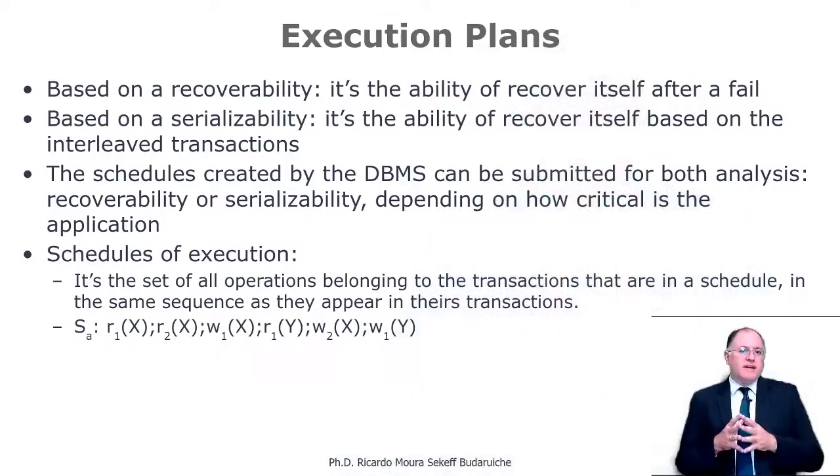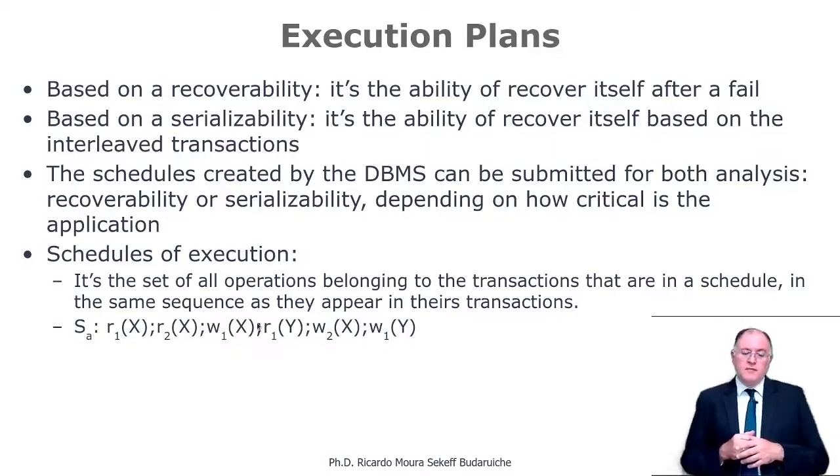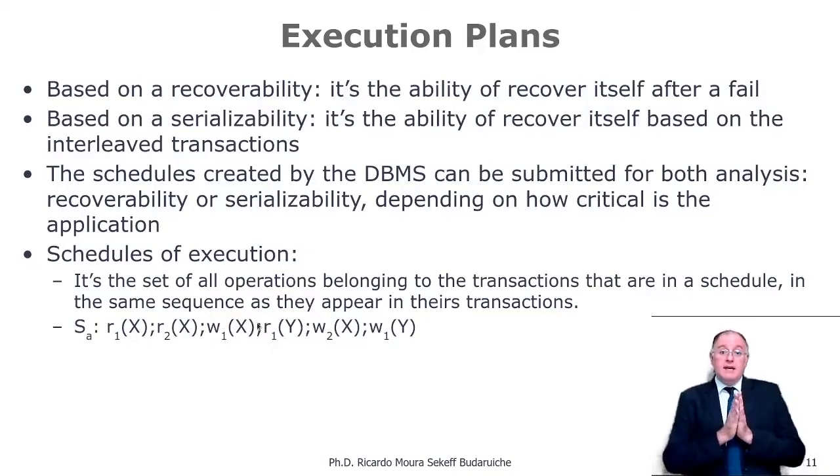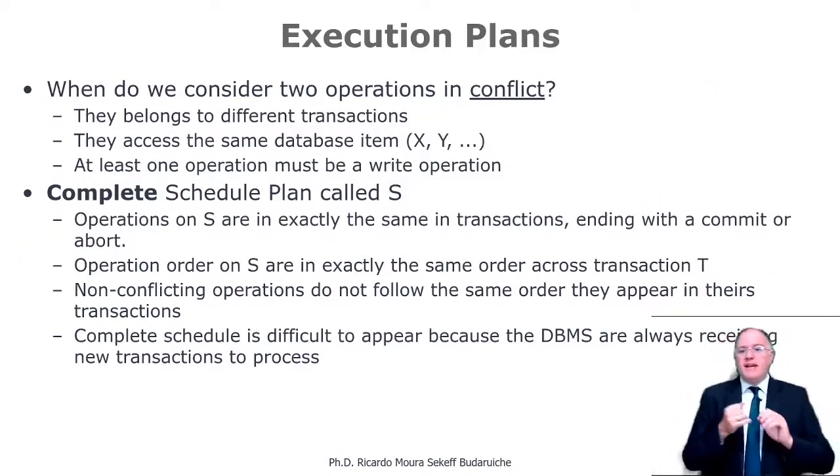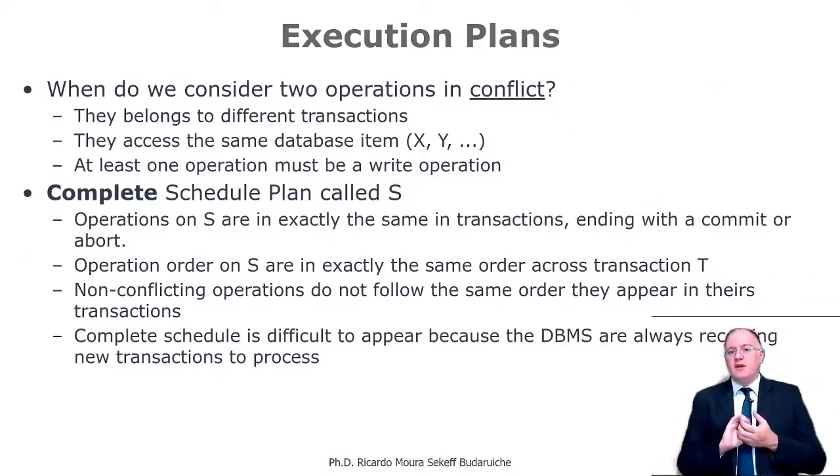A schedule S is the set of all operations in the transactions that are to be executed in order. For example, we can see that the operation R means a read item operation, W means a write operation, C means a commit, and A means an abort operation. The schedule helps to detect operations in conflict.